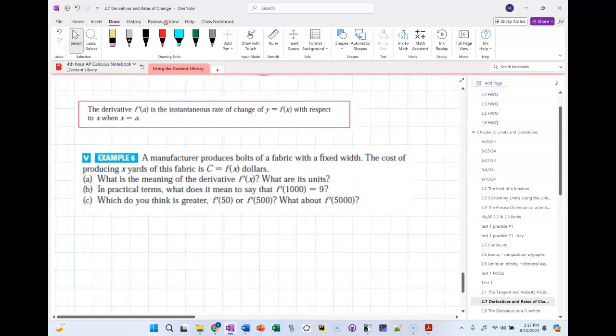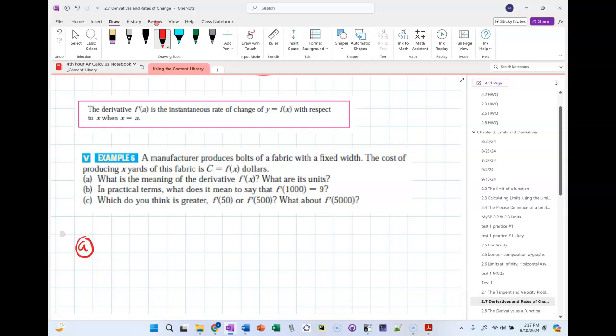So, last example, it looks like. It says a manufacturer produces bolts of fabric with a fixed width. The cost of producing x yards of this fabric is f of x. What is the meaning of the derivative, f prime of x? We've now attached real-world values to x and y, correct?